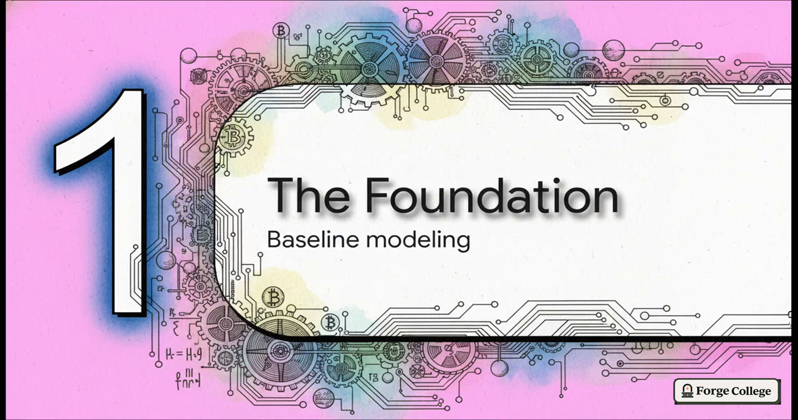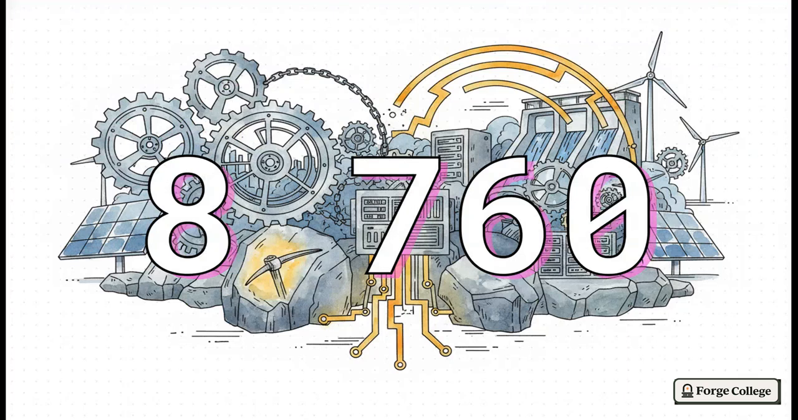Section 1. The foundation. Baseline modeling. Okay, so before we introduce the chaos of the physical world, the absolute bedrock of all this modeling comes down to one single number, 8760. Why? Well, because that is exactly how many hours are in a year. That constant is literally the anchor we use for calculating both annualized electricity consumption and peak demand. It all starts right there.